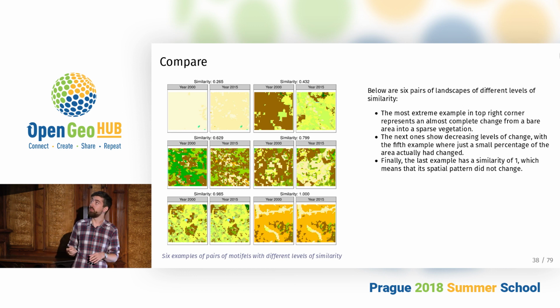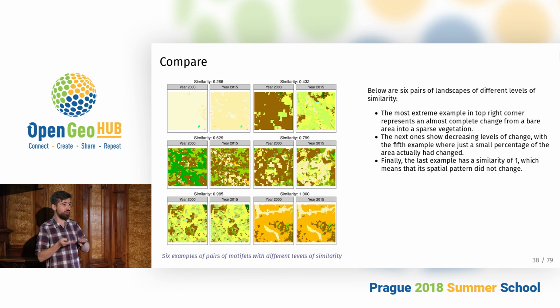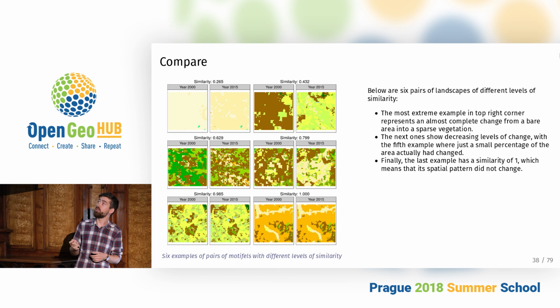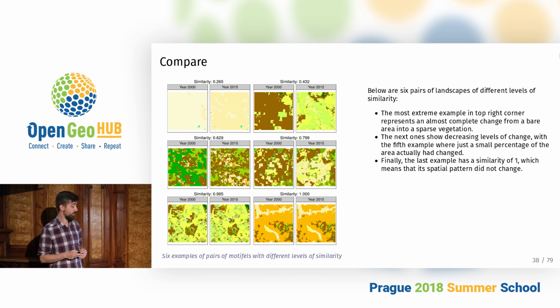So just to show you a few examples, I selected a few local landscapes of different similarity values. So the first one, almost the whole area changed. So similarity between those two local landscapes is kind of low because most of this area changed. With the second one, it's less of a change, and so on and so on. This one got a similarity of 0.98, which basically means that only a few pixels had changed. And finally, the last example is between 2000 and 2015, this local landscape is still the same.